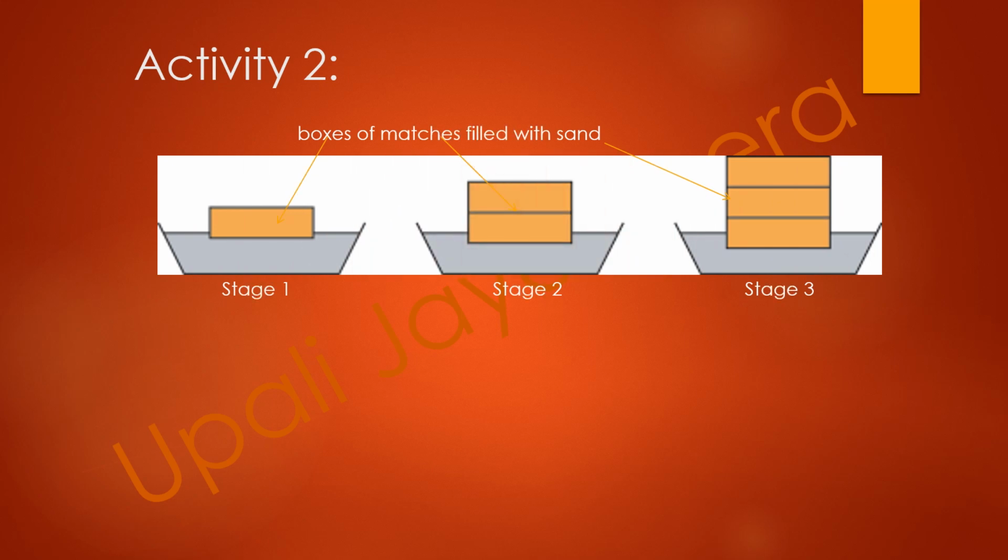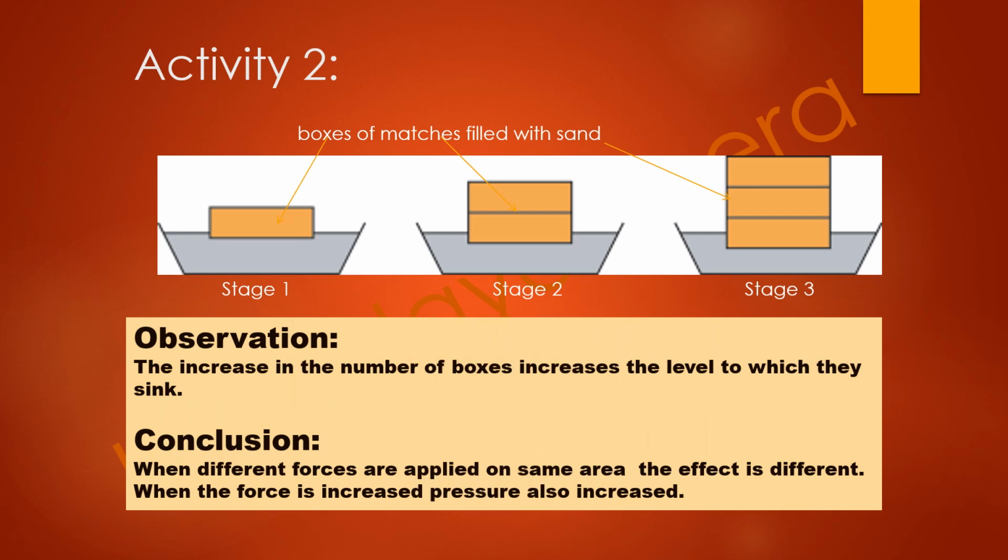Now we'll refer to activity 2. You can arrange the setup according to the given diagram and find the amount that sinks in the flour. Then you can get your observations. The increase in the number of boxes increases the level to which they sink. Then what is the conclusion? When different forces are applied on the same area, the effect is different. When the force is increased, pressure also increases.